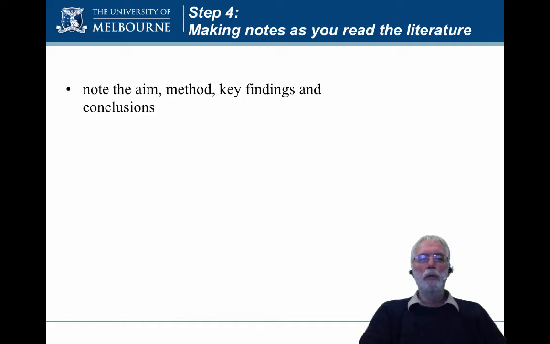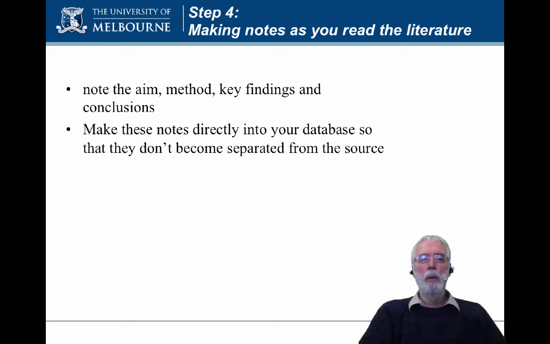So I would suggest on the first reading, having looked at the abstract and the introduction, you will be able to find very quickly what was the key aim of that particular paper, what method they used. Was it an experiment, a survey, a numerical model, a theoretical investigation? What were the key findings and the conclusions? In your database management software, there are fields that you can edit to put in your interpretation of these items, and that will help you begin to classify the papers. So make these notes directly in the database so that they don't become separated from the source.